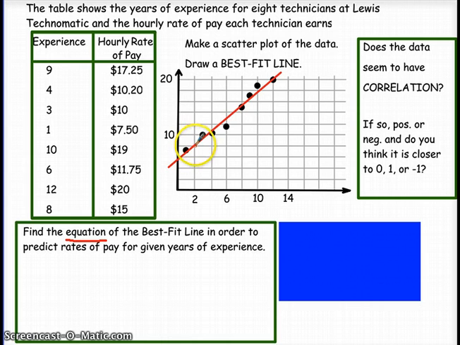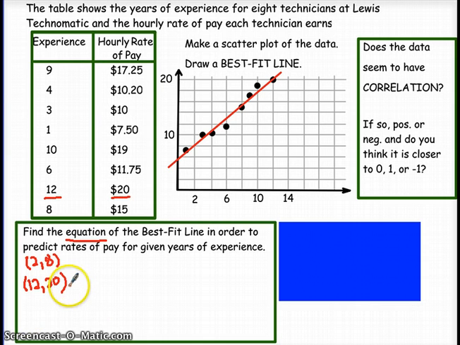So looking at my line, I noticed that I essentially went through the point (2, 8). So I'm going to use that, even though it's not one of my pieces of data from my list. It looks like a good point that is on my red line. Also, I noticed that (12, 20) seems to be on my red line, and that was one of the points on my chart. It just happens to be there, it doesn't necessarily need to be there.